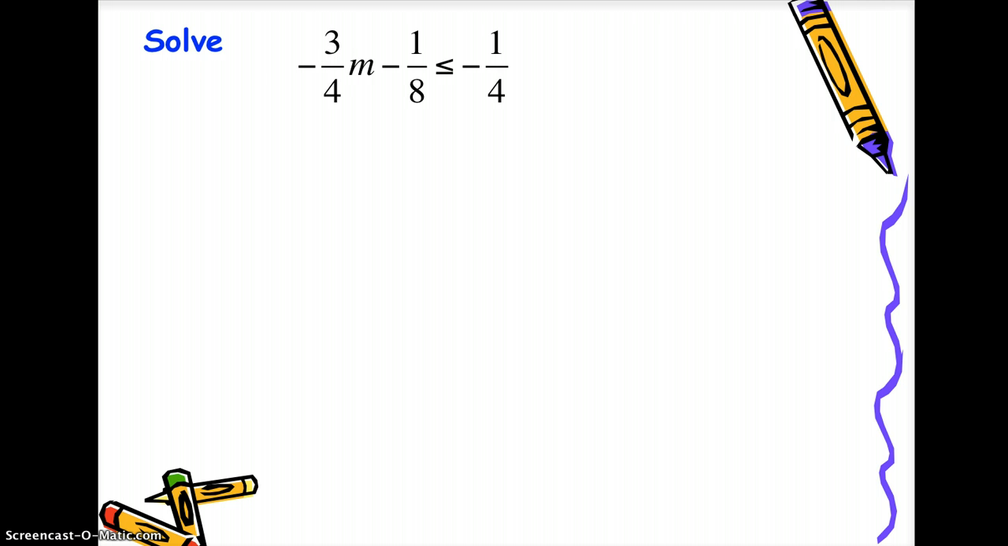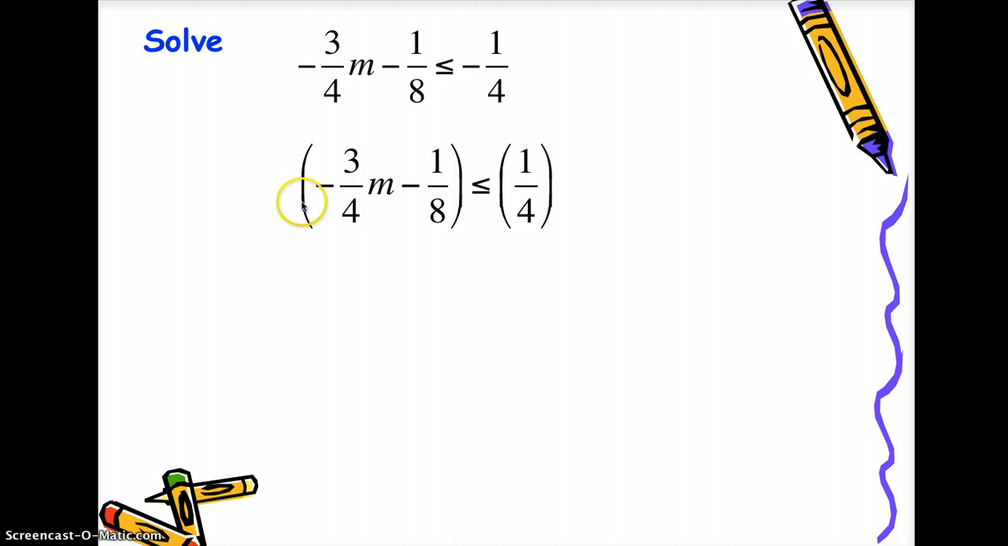First thing you do is find the least common denominator for 4 and 8. In here, the least common denominator will be 8. So we're going to use that least common denominator to multiply all the terms on both sides. So I'm going to put times 8 on both sides.